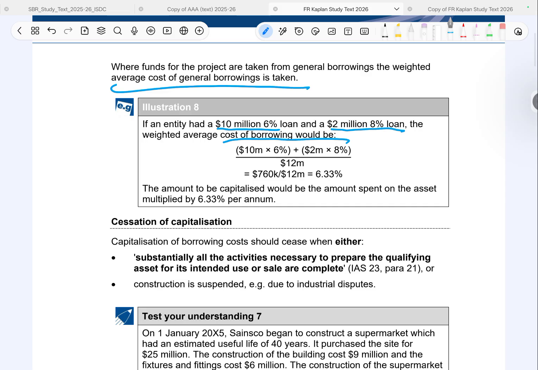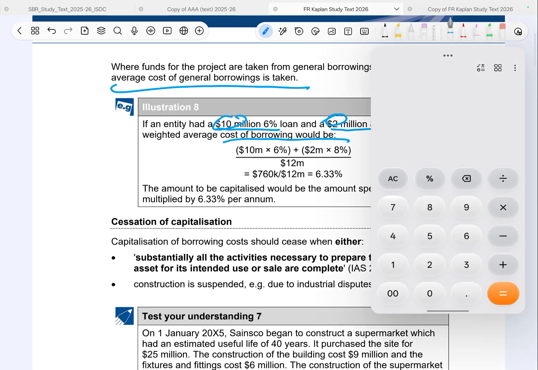It's very simple. You just take 10 million into 6%, which is given in the sum, plus 2 million into 8%, which will again be given in the sum, and we divide by 10 plus 2, which gives us a denominator of 12 million, and whatever we get is our answer. I'll just show you how to do this on the calculator so it doesn't confuse you guys. So let's take 10 million as 10,000, into 6%, which gives us 600, and 2 million will be 2,000, into 8%, which gives us 160.